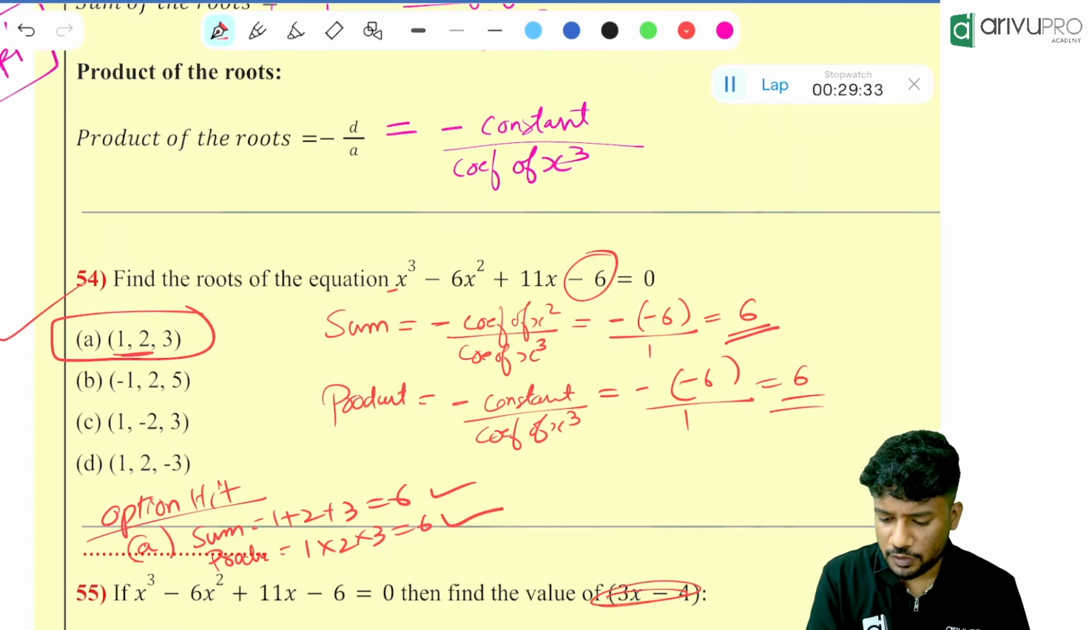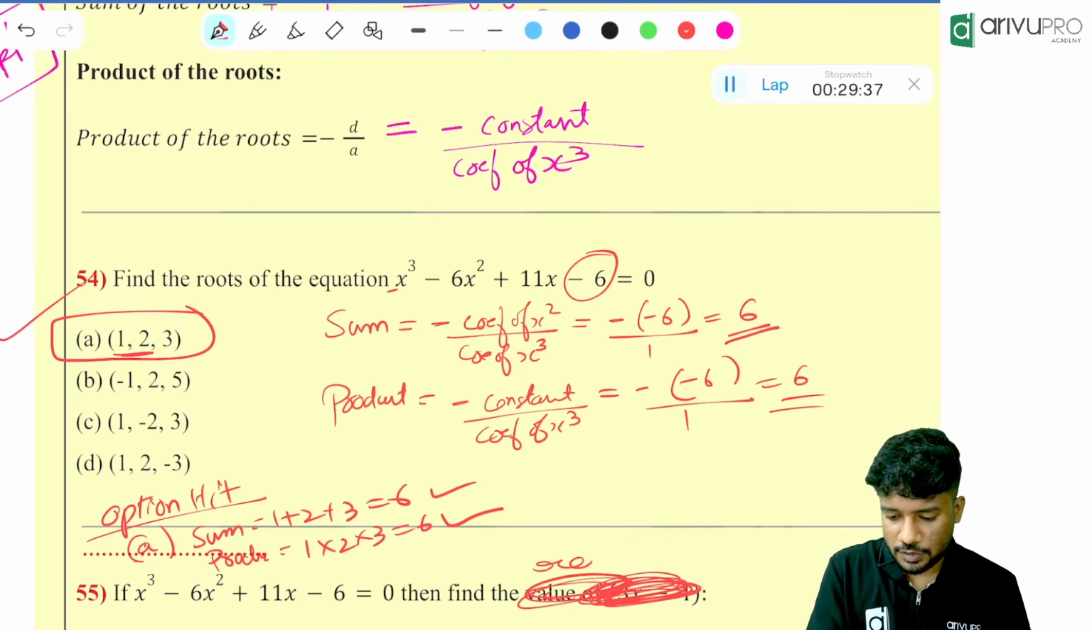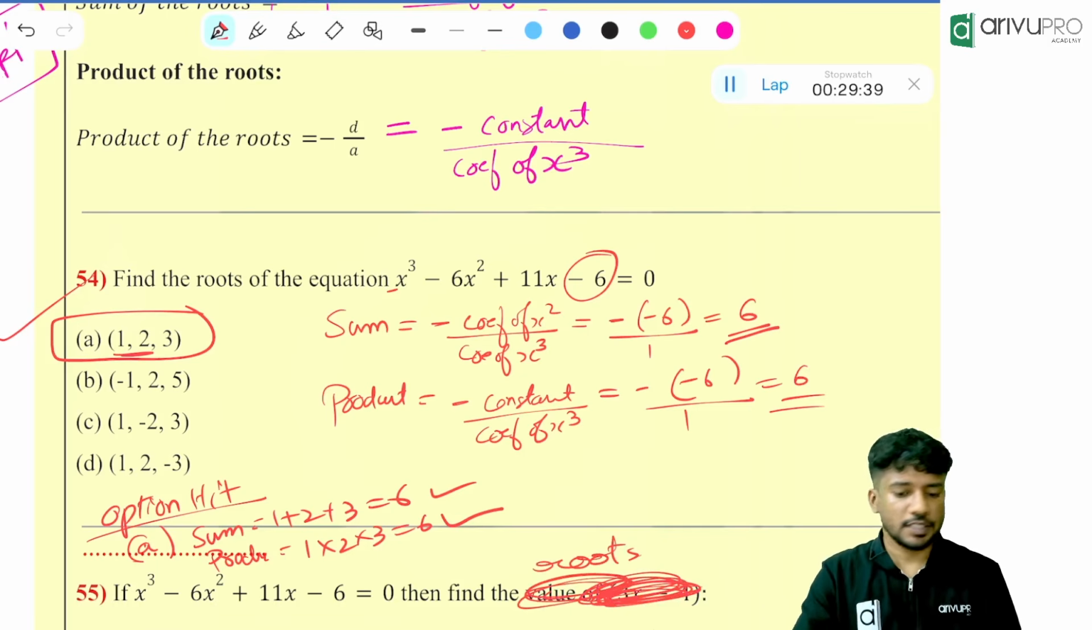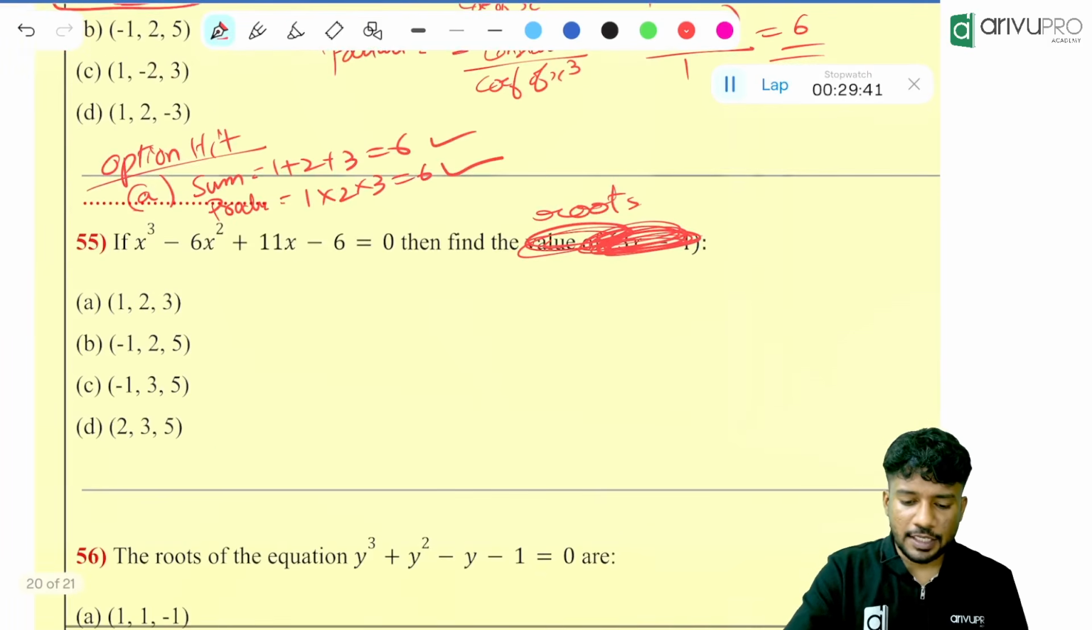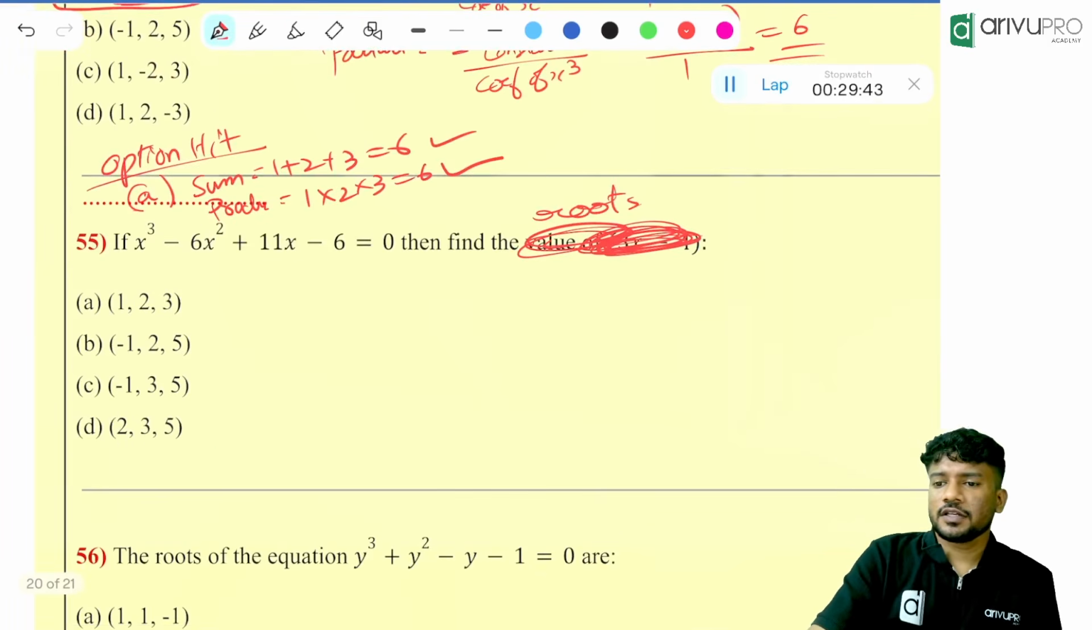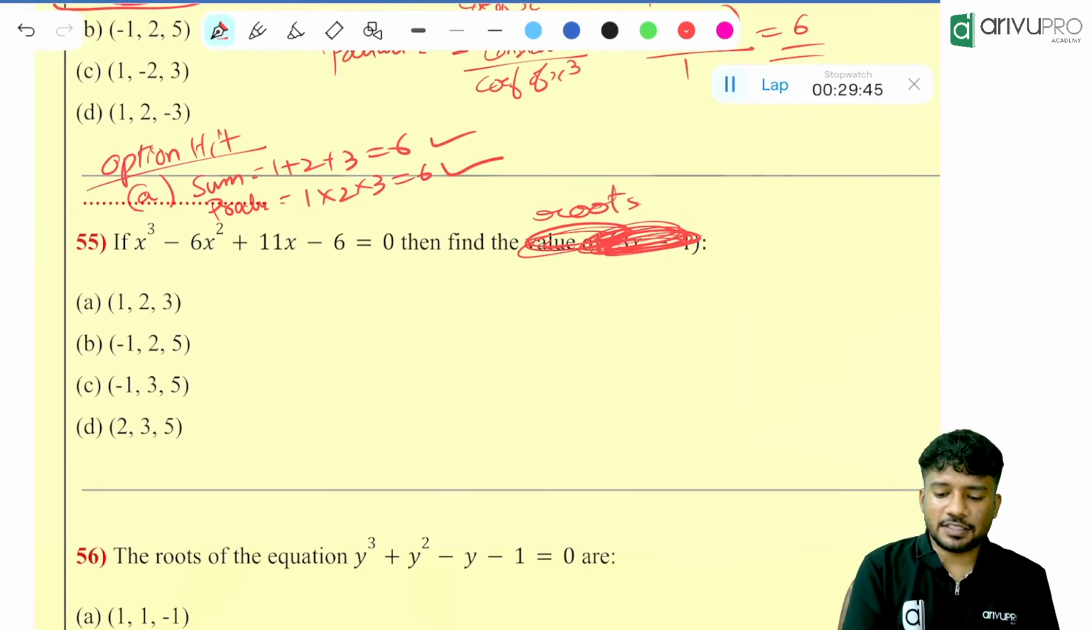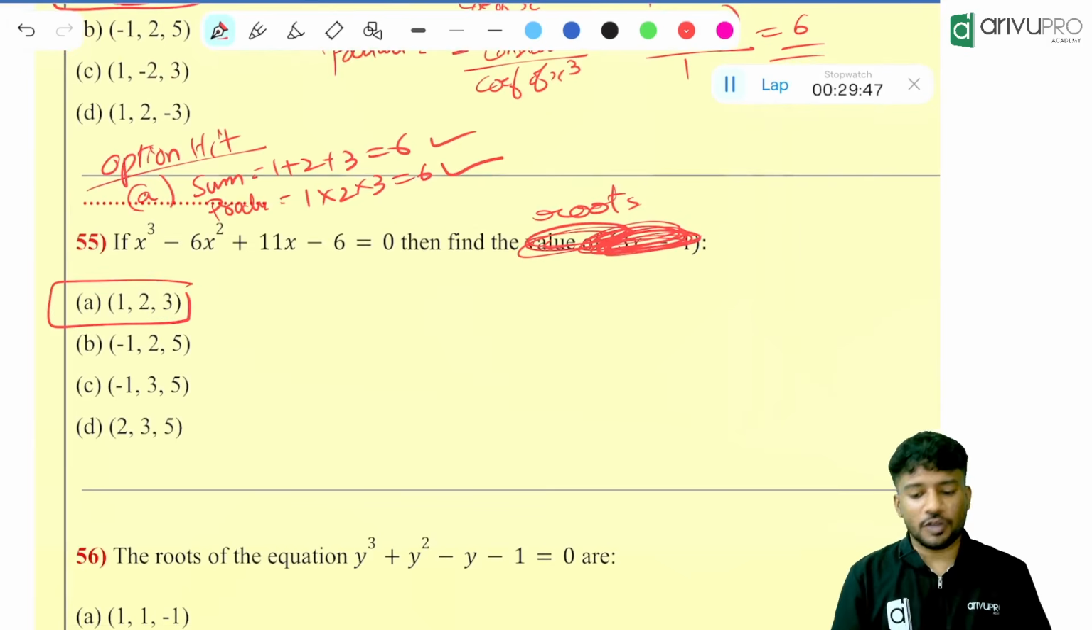Oh, this is not the question. Finding the value is not the question. Find the roots is the question. Find the roots. Next question. Get me the answer. Same question, right? Answer is 1, 2, 3.